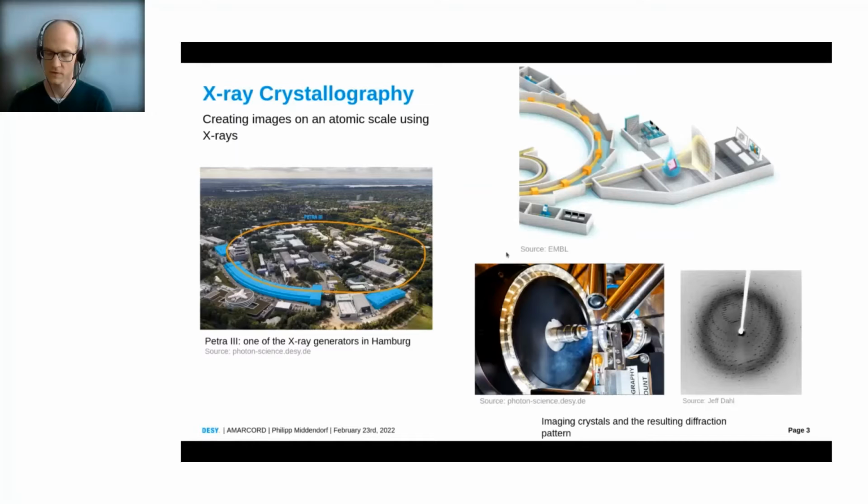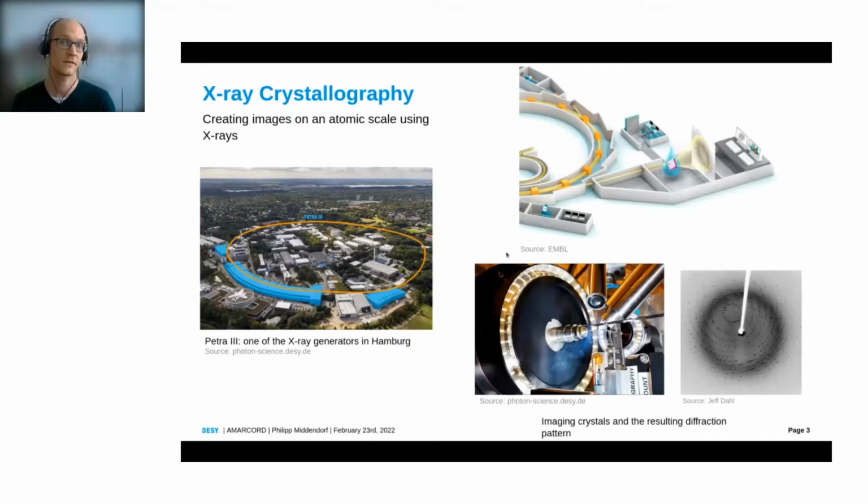We use X-rays. That means we need to have an X-ray generator. And one of our X-ray generators is here. It's called PETA-3, which is actually a particle accelerator. But the acceleration of particles isn't really interesting for crystallography. It's really the deceleration, because when you decelerate these particles, they give off their excess energy in the form of X-rays, pretty strong X-rays, actually.